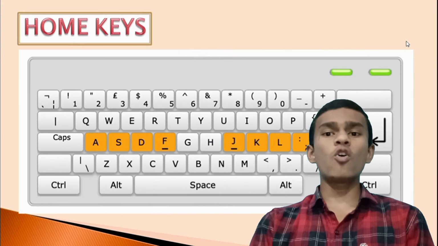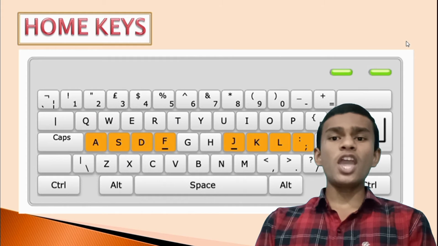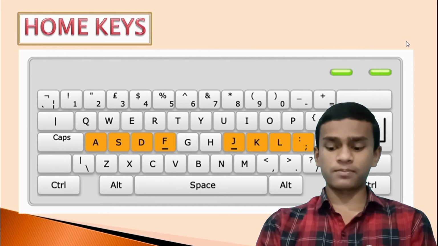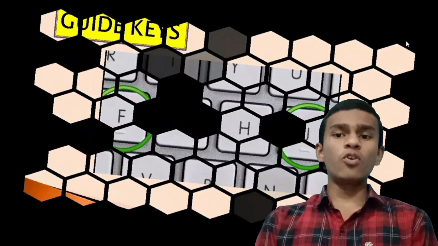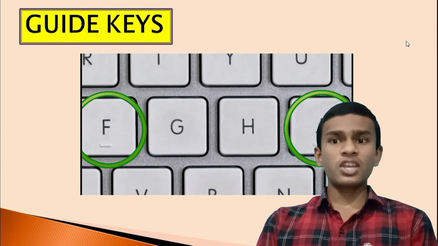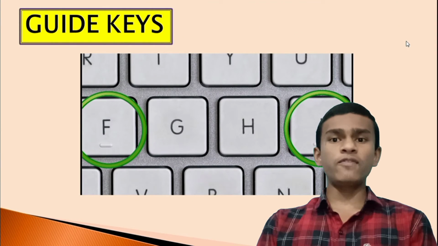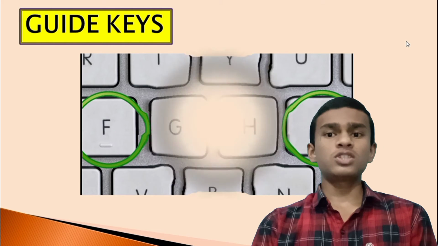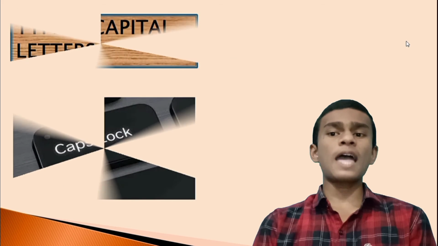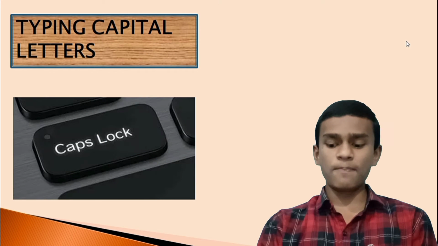Next are home keys. Alphabets A, S, D, F are home keys for the left hand, and semicolon, L, K, J for the right hand. Next are guide keys. On a computer keyboard, keys F and J are called guide keys for the left and right hand respectively. Typing capital letters: to type capital letters, switch on the Caps Lock by pressing the key before typing.